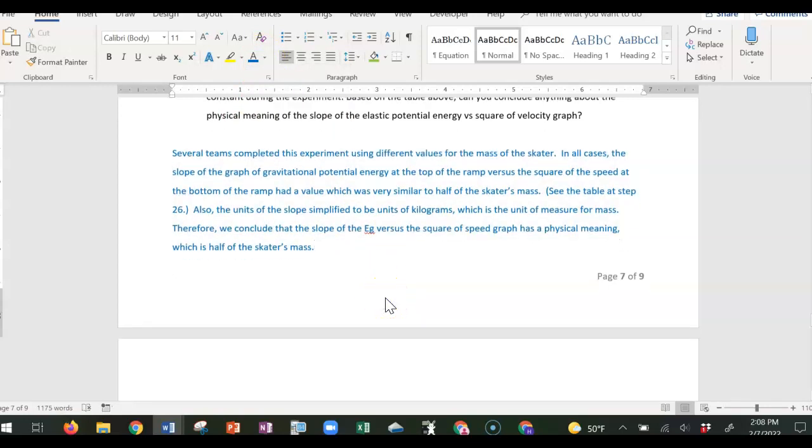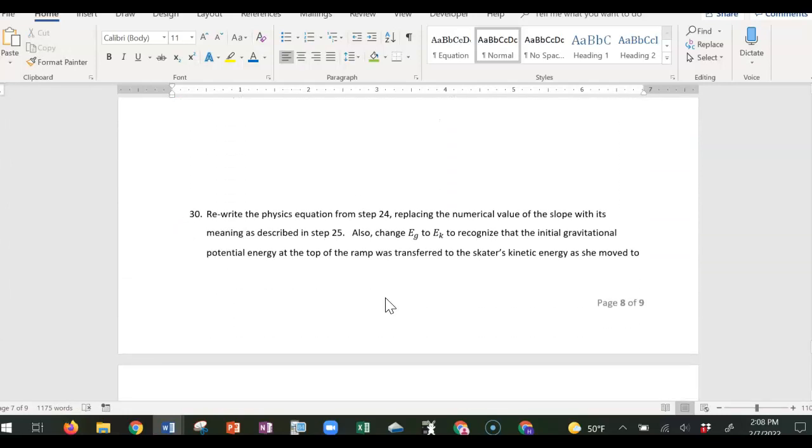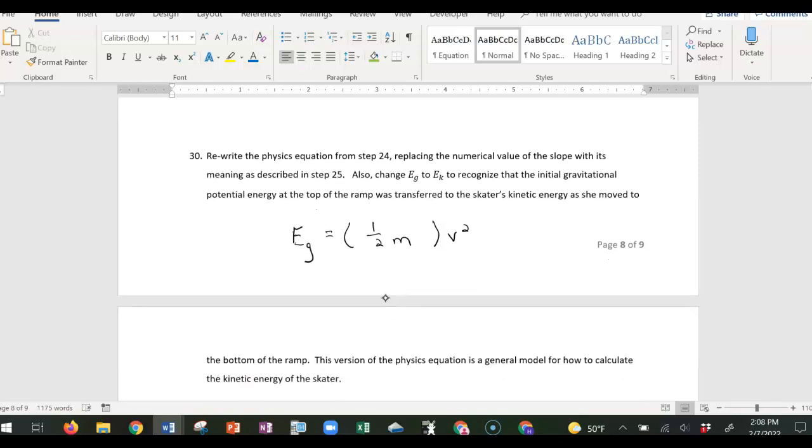So therefore, I'm going all the way down to step 30, we can rewrite our physics equation. We had something where gravitational energy is some slope multiplied by the square of the velocity. Well, in place of that slope, I'm going to put what it means, which is 1/2 of the mass. And so we get a relationship here. Gravitational energy equals 1/2 of the mass times the velocity squared.